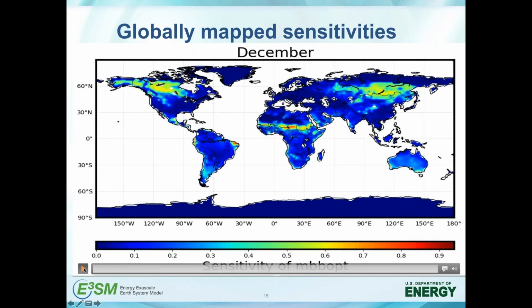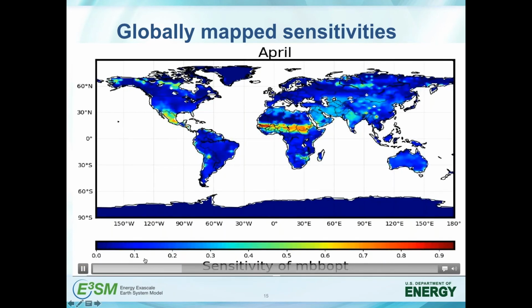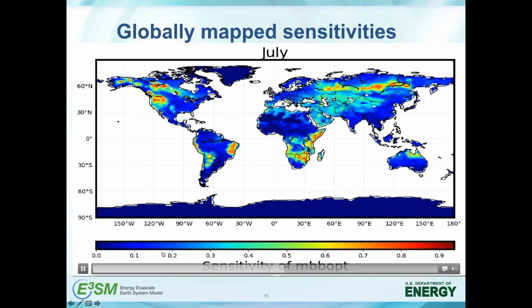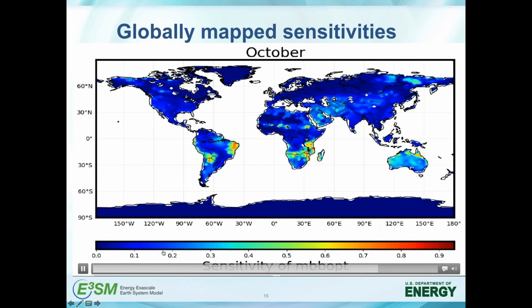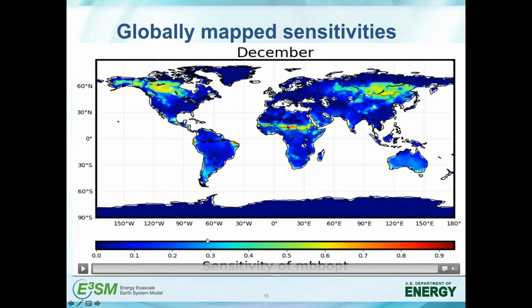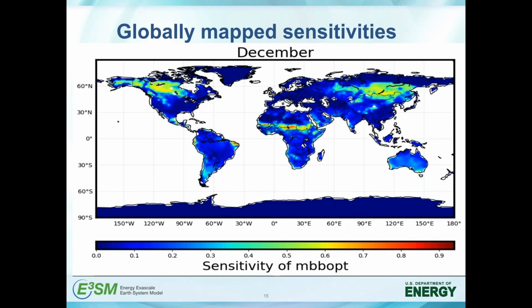You can see some patterns in Asia and in eastern Brazil as well. So this tells us basically when and where specific parameters are more important in driving variations in GPP. So it can give us some clue as to when we might need to measure or understand these parameter values better.